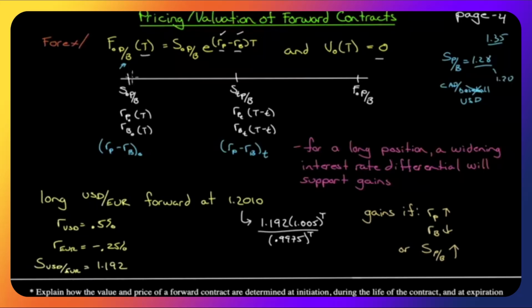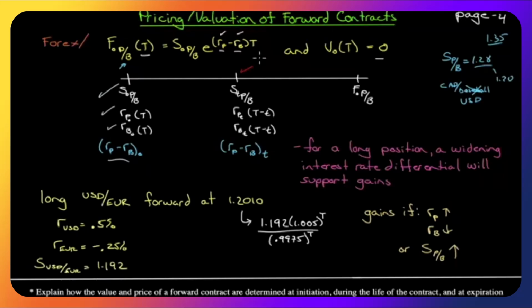So at time 0, we can observe an exchange rate. We can observe what the T period interest rate is on the price currency, and we can observe what the T period interest rate is on the base currency. And rather than writing them out this way, we could just write them out as a spread: RP minus RB, the spread or the differential at time 0. And let's say we want to price out our forward contract at this point in time.